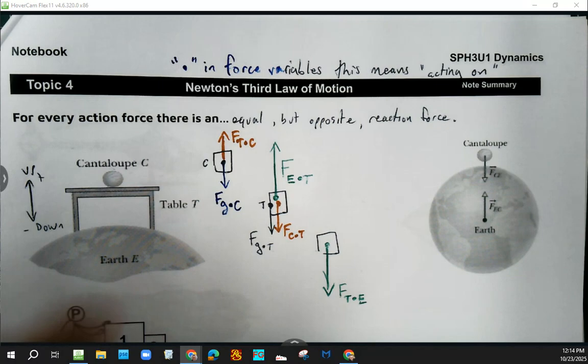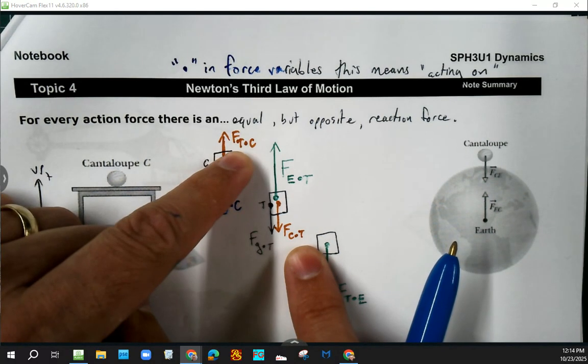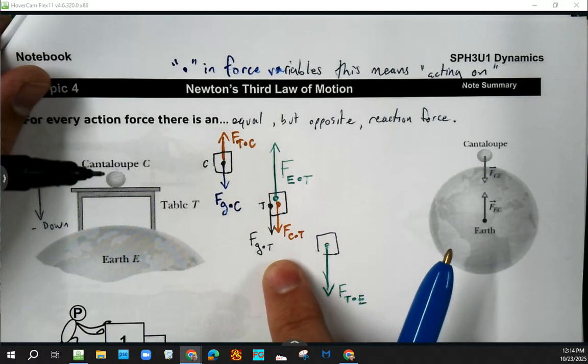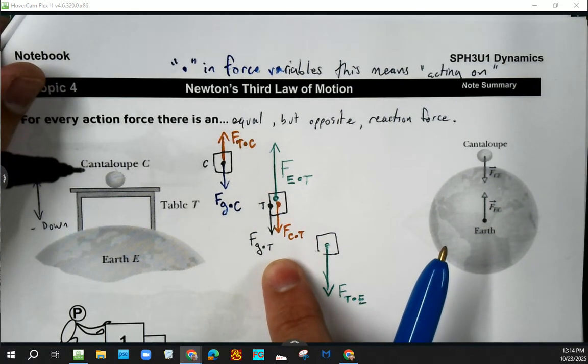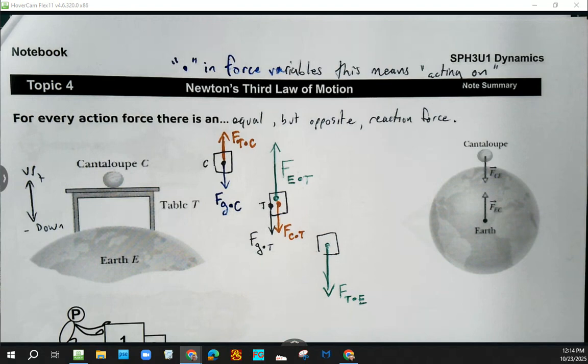And you can even see, look, this one ends in a T and starts with a C, this one starts with a T and ends in a C. You notice that all of the forces acting on the table, though, end in T? Because those are all the forces acting on the table. Stands to reason, right? Like, that's not rocket surgery.